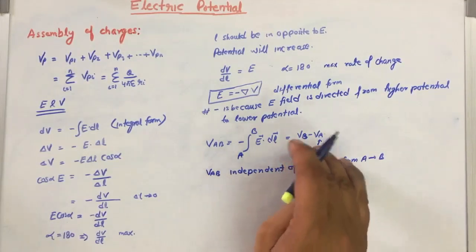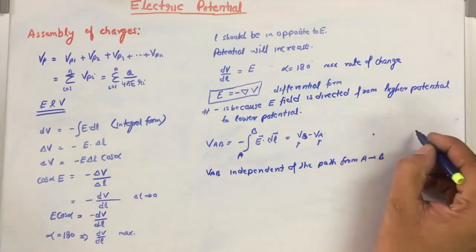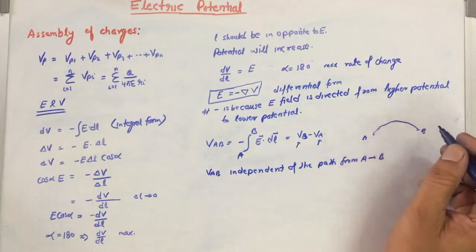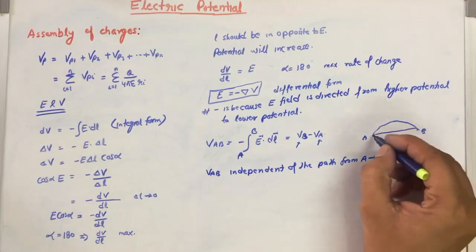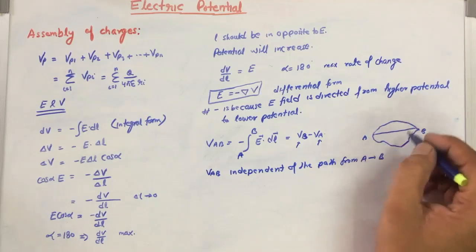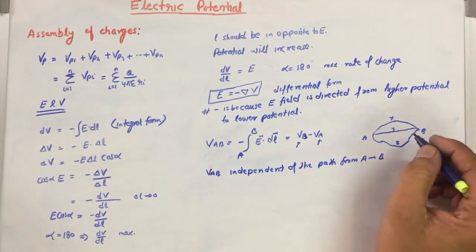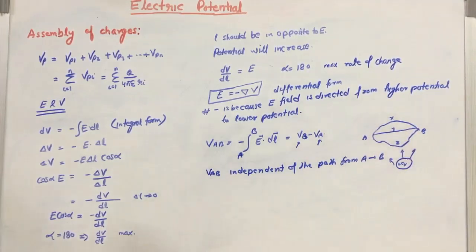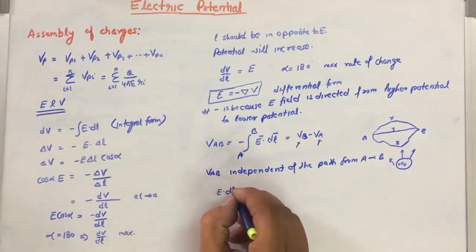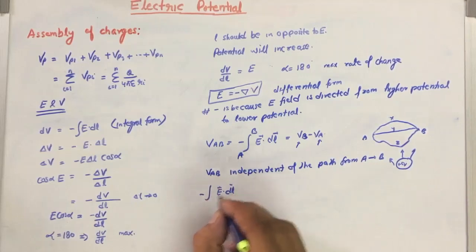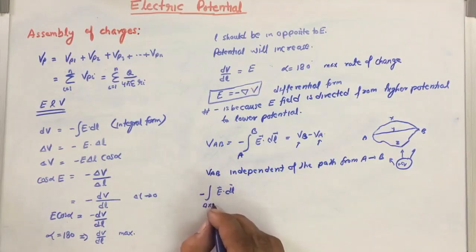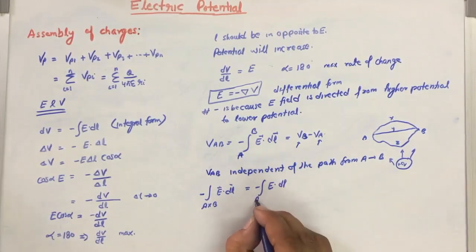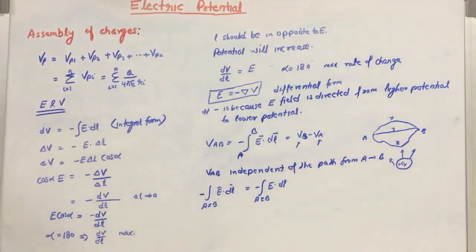It just depends on the final position and initial position. For example, this is point A, this is point B. Moved like that, moved directly from A to B, or moved following this route X, Y, Z. In this case, you can say E dot dl, according to the definition, E dot dl following path AXB will be equal to E dot dl following path AZB. In both cases, it will remain the same.